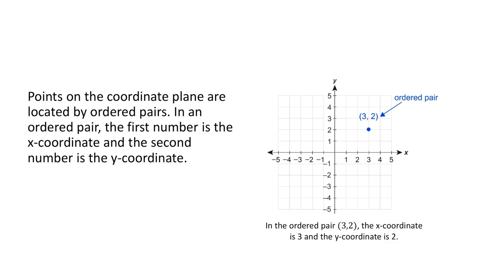Points on the coordinate plane are located by ordered pairs. In an ordered pair, the first number is the x-coordinate and the second number is the y-coordinate. This graph shows you the point that is represented by the ordered pair (3, 2). 3 is the x-coordinate and 2 is the y-coordinate.